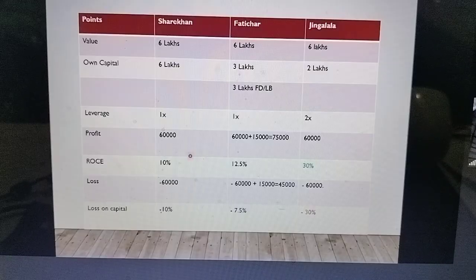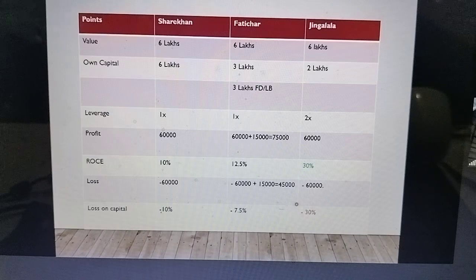Now they make a loss of 10%. Sher Khan loses 60,000, whereas Furniture loses 60,000 in futures, but this 15,000 profit he gets because of FD or liquid base, there is no risk, he will get consistent returns with them. So his loss is only 45,000, whereas Chingalala loses again 60,000, which is 30% of his capital.